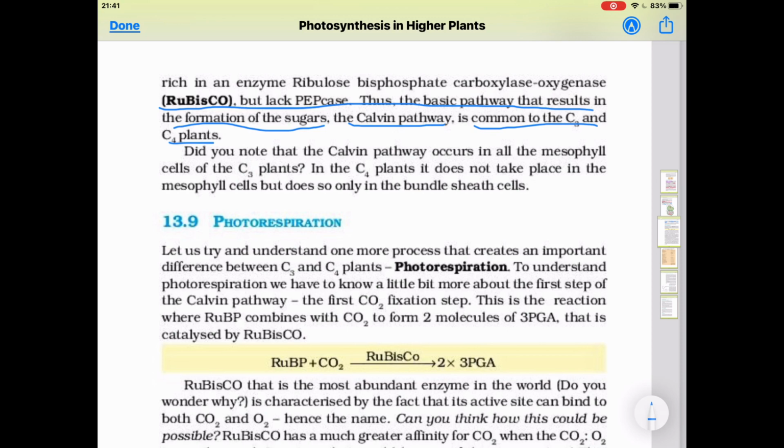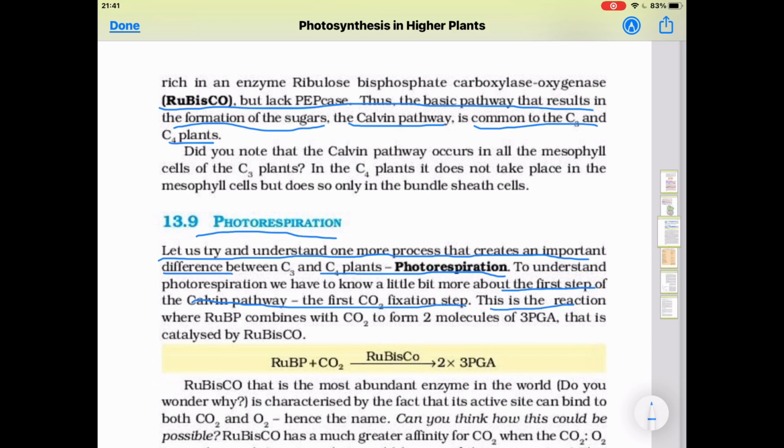Next is photorespiration. Let us try and understand one more process that creates an important difference between C3 and C4 plants, that is photorespiration. To understand photorespiration, we have to know a little bit more about the first step of the Kelvin pathway, the first carbon dioxide fixation step.